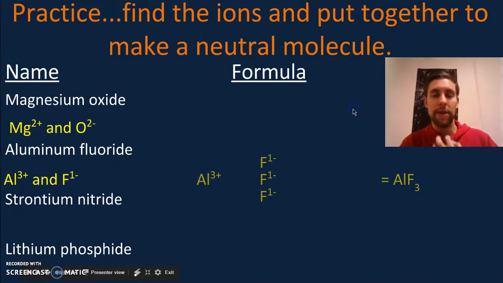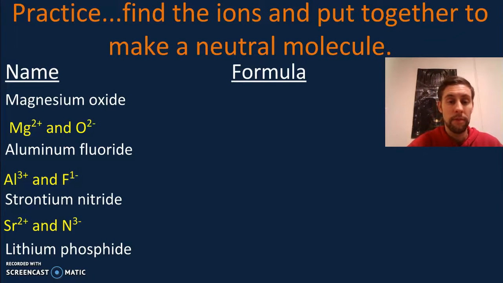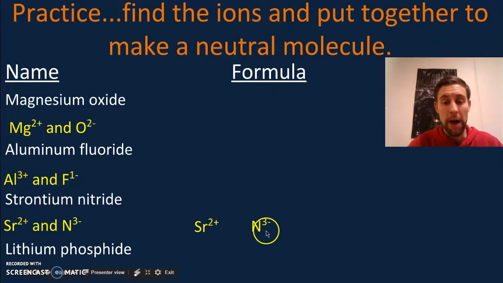Next one is strontium nitride. So we need to get the charges for each of those. Strontium is 2 plus, nitride is 3 minus. When we put them together, those don't add up to 0 either. We've got more negatives than positives right now, so we need to add more of our positive thing in there. So if we add more strontium in there, cool.